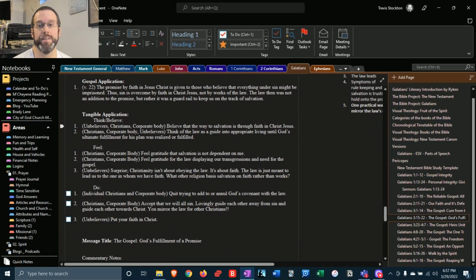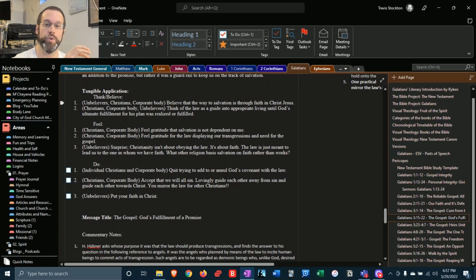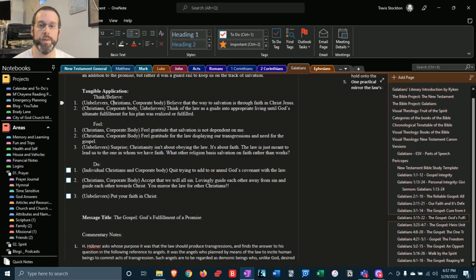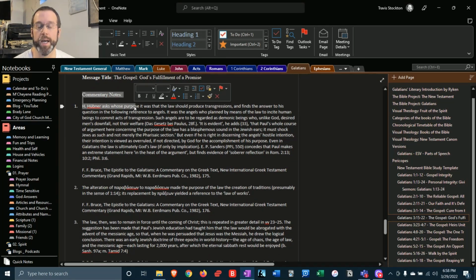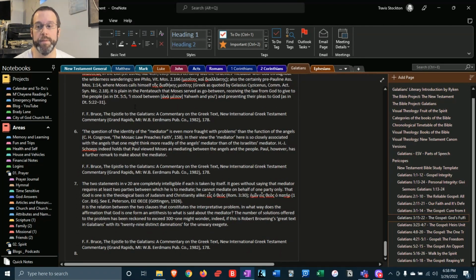The tangible applications are literal applications that I would try to apply to other people's lives, more general and not as specific to me personally. I break that down into 3 categories: think, believe, feel, and then do. This takes it from a head perspective, an emotional perspective, and then an action-oriented response. Then I start thinking about how I would share this. I give it a message title, I have a place for all my commentary notes, and that's the gist of what I do with a New Testament passage.